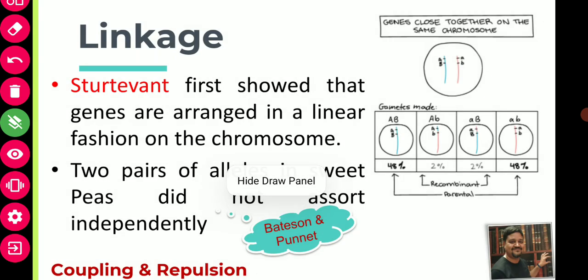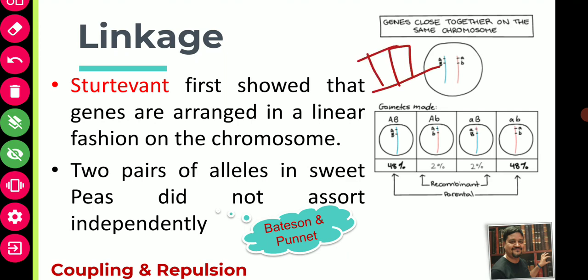Now in another situation, the third situation, the genes A and B are present on the same chromosome, but they are closely associated. They are located very close to each other. In that case, if you see the formation of gametes, the gametes are of four types, but the frequency of formation of the new combinations is different.